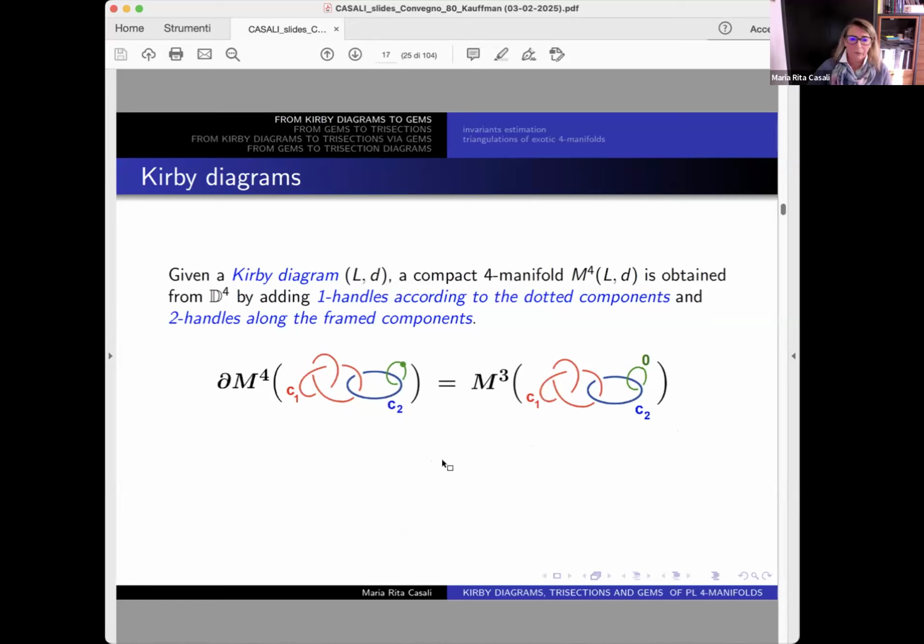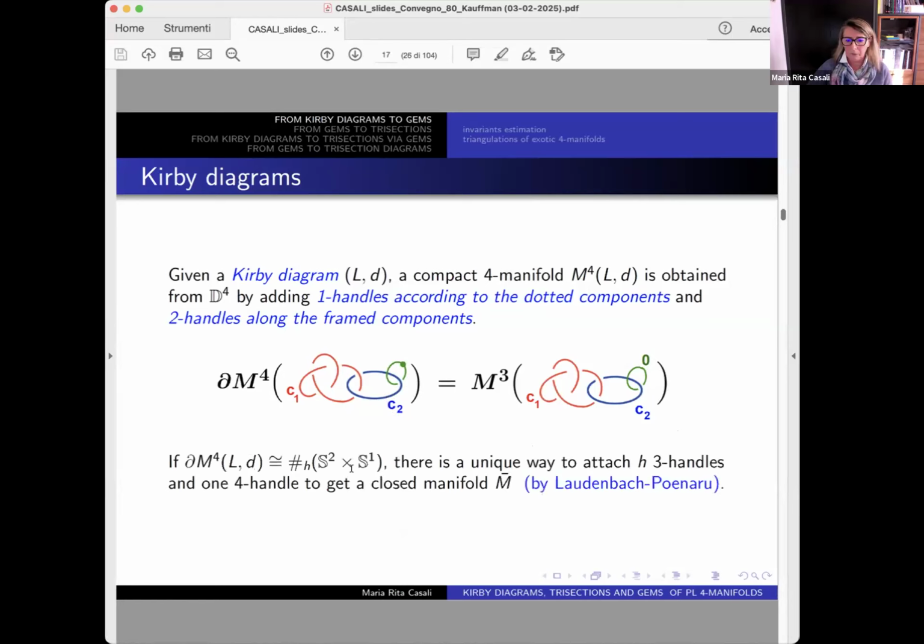However, if the boundary is homeomorphic to a connected sum of sphere bundles over S1, then a famous theorem by Laudenbach and Poénaru ensures that there is a unique way to attach 3-handles and one 4-handle, so as to obtain a closed manifold. And as a consequence, that closed manifold turns out to be uniquely determined by the Kirby diagram.